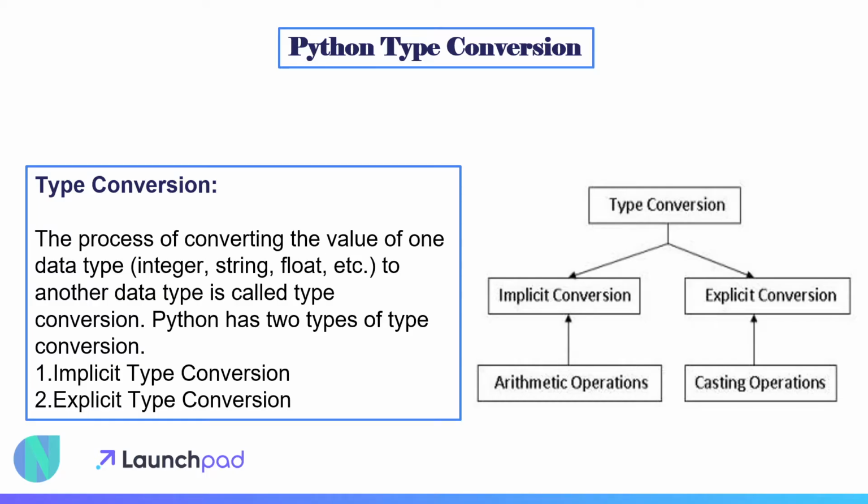So what is Python type conversion? The process of converting the value of one data type, that is integer, string, float, boolean, etc., into another data type is called type conversion.